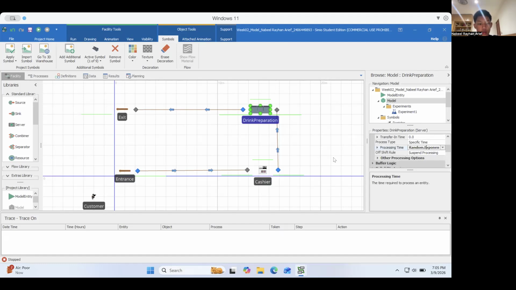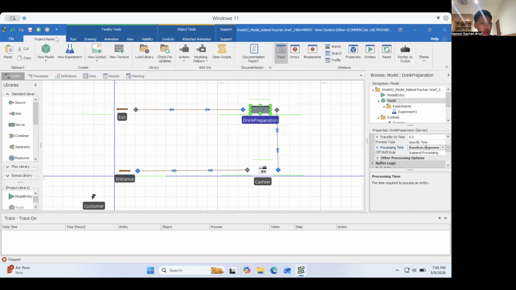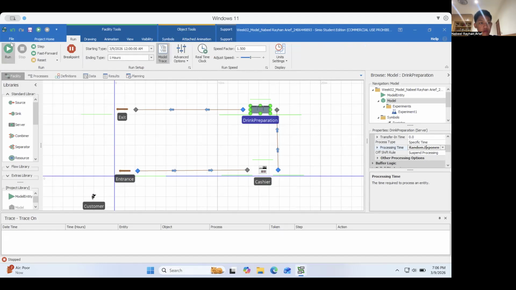Okay, I think that's all from the setup. Let's run our model so we can see how it actually works in simulation.